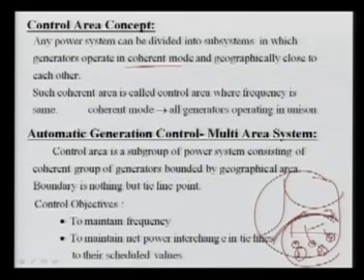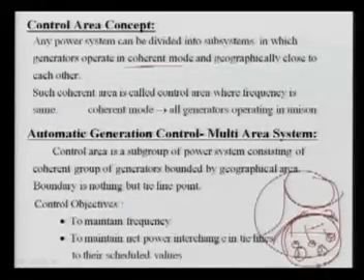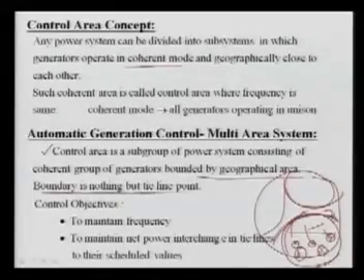So such a coherent area is called a control area, where the frequency is the same; similarly here the frequency is the same, so we can have different areas. In coherent mode, all generators operate in union. In a multi-area system, for automatic generation control, we should normally divide the system into different control areas. The definition: a control area is a subgroup of the power system consisting of coherent groups of generators bounded by a geographical area. The boundary is nothing but the tie line points.